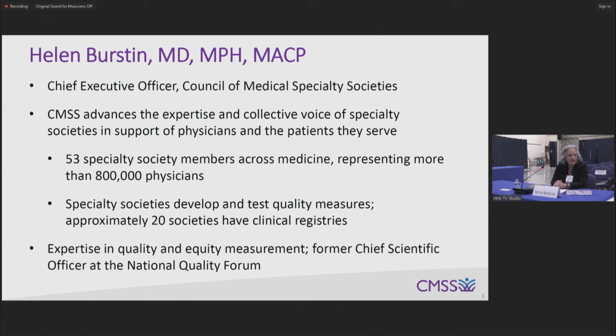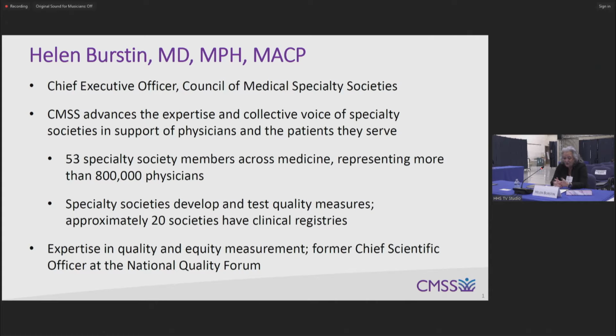So as mentioned, I am the Chief Executive Officer of the Council of Medical Specialty Societies, which is really an organization of organizations. We work to advance the expertise and the collective voice of specialty societies, really in support of physicians and the patients they serve. Very importantly, that last part is quite intentional in our mission. We currently represent 53 specialty society members across medicine, primary care to surgery and everything in between. So very importantly, this isn't just a reflection of subspecialty medicine, but just broadly understanding it from the physician specialty perspective. Collectively, those organizations represent more than 800,000 individual physician members and other clinicians as well.